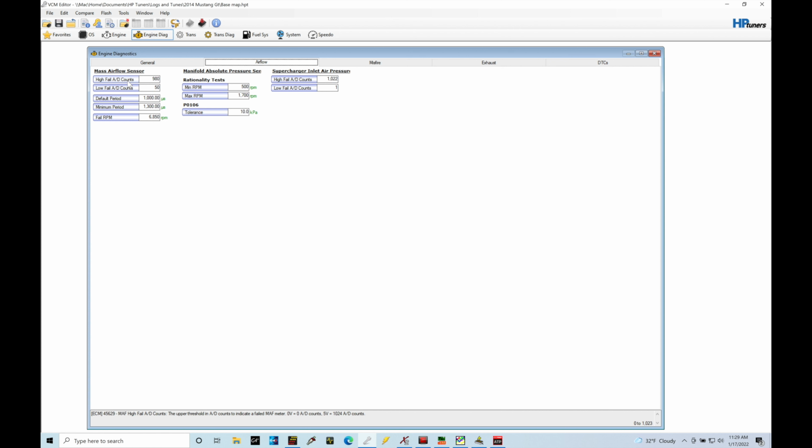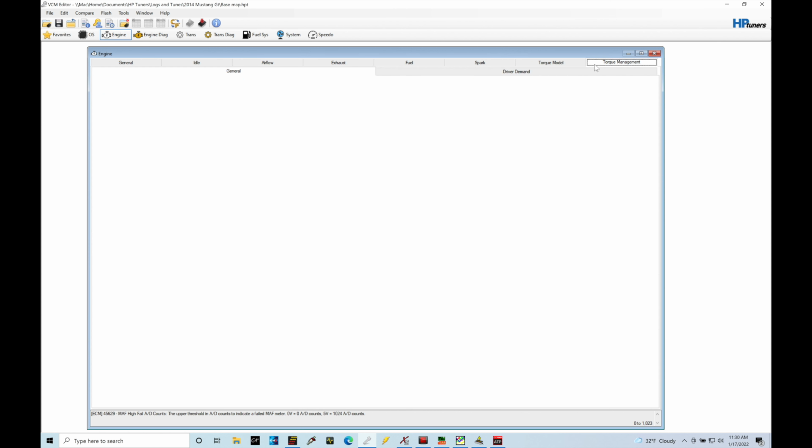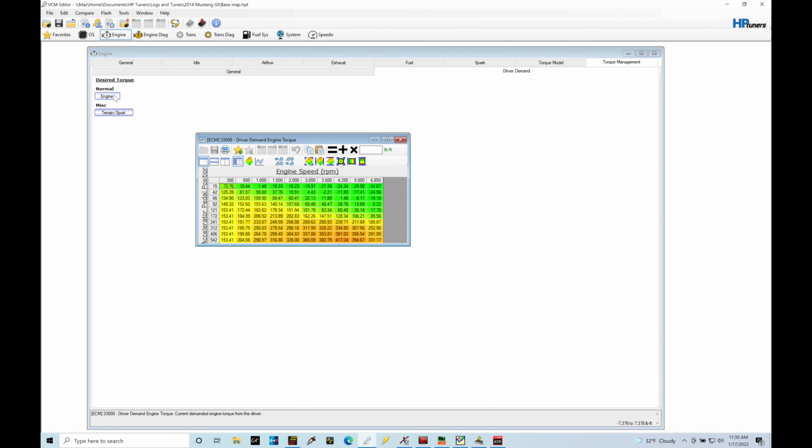Now, we talked about AD counts when we were referencing our throttle position, I believe it was the driver demand table. If we jump back in here to engine, and jump back into torque management, driver demand, we'll find under the normal we have our accelerator pedal position. This is referencing AD counts in terms of our accel pedal position. So analog digital counts is an old parameter, old language in the Ford programming, that references the scale of a particular sensor's range in analog digital counts. The accel pedal sensor here, for example, moves between 0 to 100%.